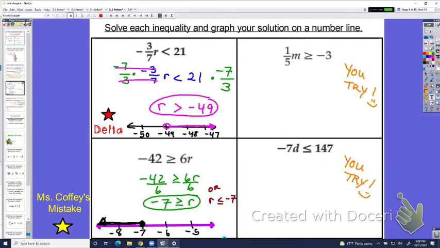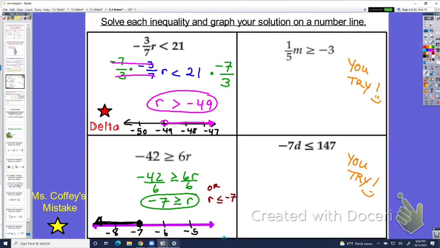She graphed this problem wrong, so it should actually be a closed circle on -7 pointing to the left. So please make sure you fix that in your notes. I believe she pointed her arrow to the right. As far as the two You Tries here on the right side, I'm going to talk through these, so make sure you make corrections or check your own answers in your notes.